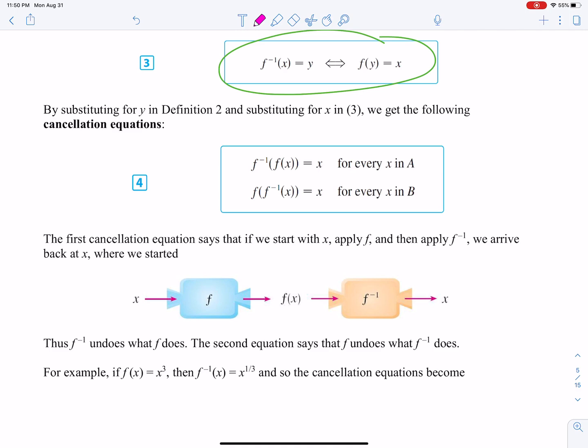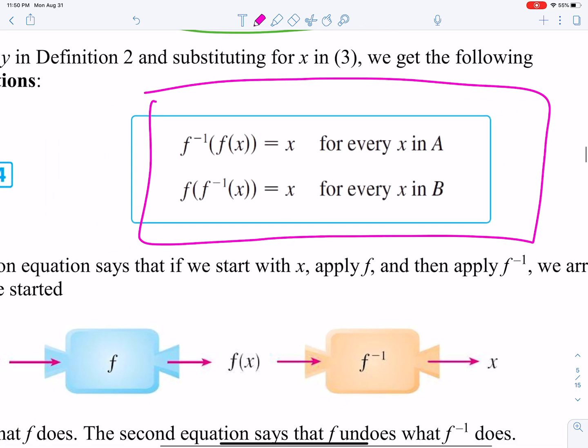By substituting y for definition 2 and substituting x in for x in 3, we get these cancellation equations. So these are important. This is how you know if two functions are inverses of each other. You compose them, okay? So in other words, we would have to find that f inverse of f of x equals x. All right, and then we'd have to find that f of f inverse of x equals x as well. Okay, for every x in A and every x in B.